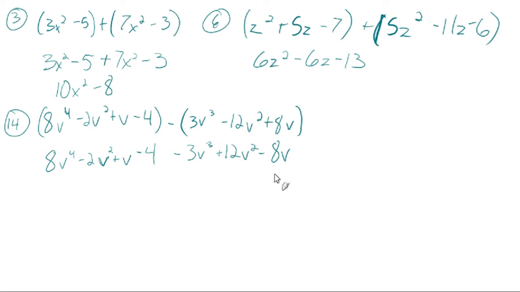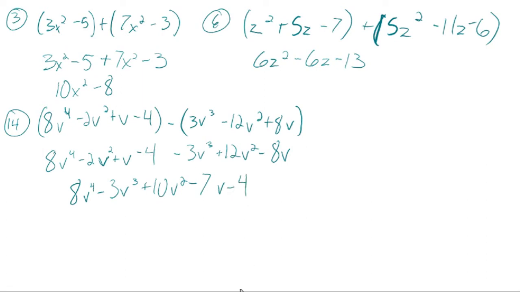8v to the 4th doesn't have any like terms, so we leave it alone. Let's look for the next largest exponent. The 4 is the largest, 3 would be next, and it has no like terms. Next would be v squared. We got a v squared here and here. 12v squared minus 2v squared would be 10v squared. We got v and negative 8v, so it's negative 7v. And here's a constant, negative 4.